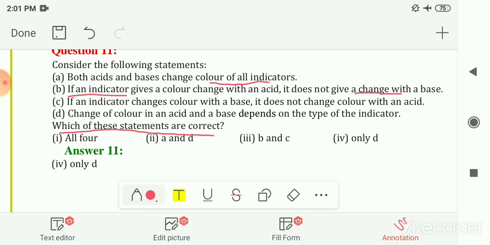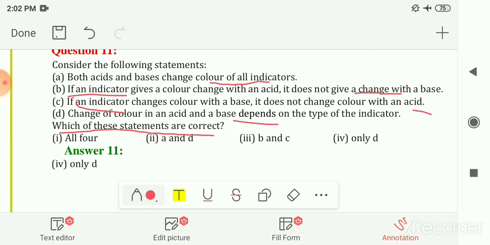For example, litmus will show a change for both of them. Next is: if an indicator changes color with a base, it does not change the color with an acid. So here also it is wrong. Litmus, as we had seen, will give a color change for both acidic and basic solution.